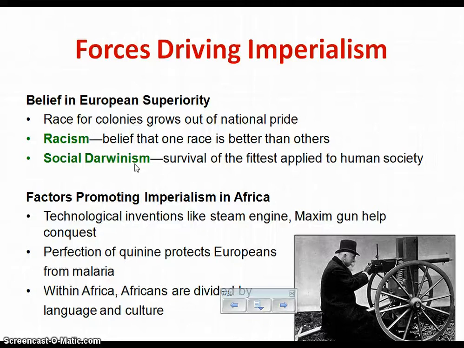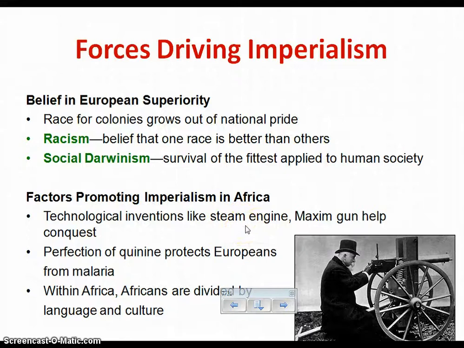They were basically dominated by Europe because Europe had advanced their technology, had advanced their warfare, which allowed them to feel like they were above any Africans in Africa. Now, some factors that also promote imperialism in Africa is first technology. One big thing that influences exploration in Africa is the steam engine. We've talked about the steam engine before in the Industrial Revolution. Well, here we are talking about it again.